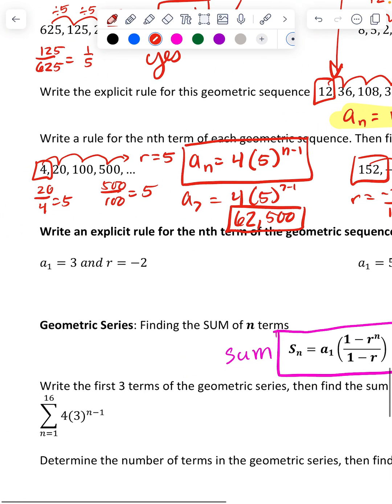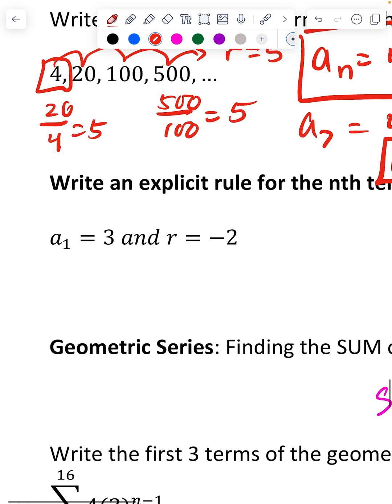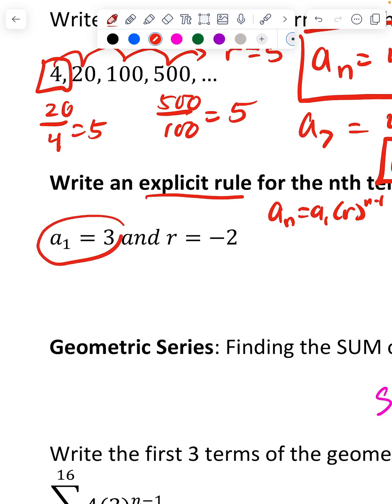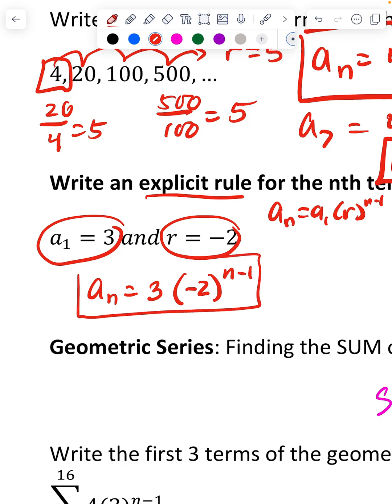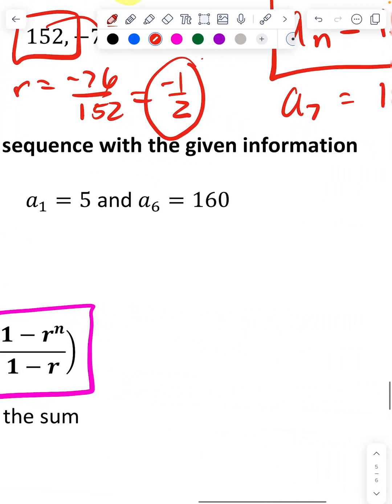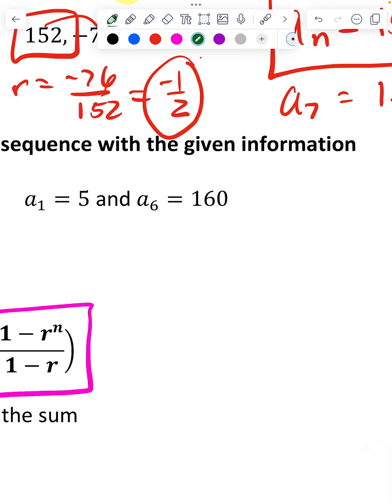Okay, this is going to be a little, well, this one's easy, the other one's tricky. So this is saying write the explicit rule, which is the an equals a1r to the n minus 1 power. It's telling me a1, it's telling me r, easy peasy. Any term will be the first term times that common ratio to the n minus 1 power. So if they give you the first term and the ratio, it's pretty easy. But if they don't, you have to do some thinking.